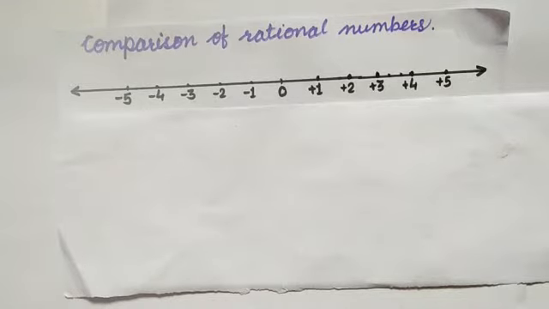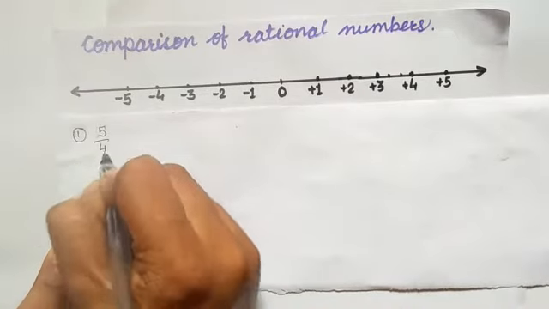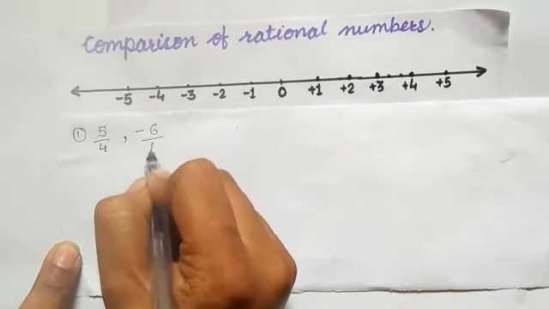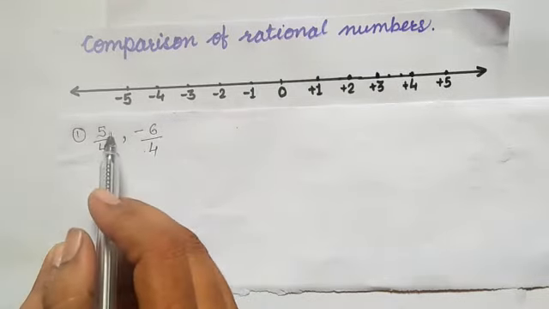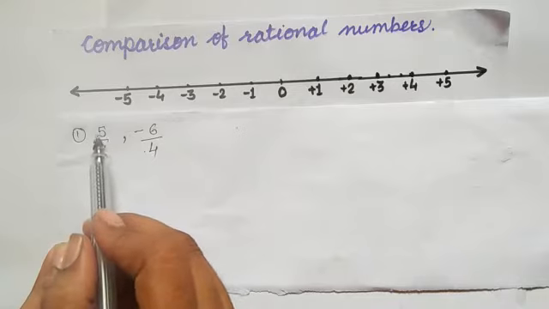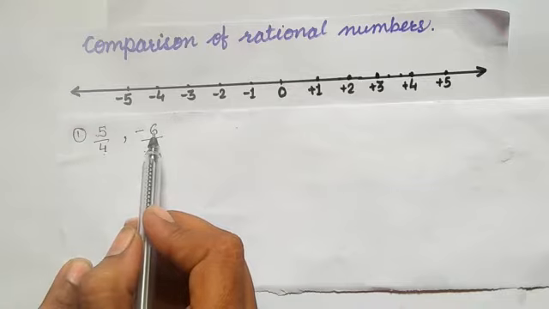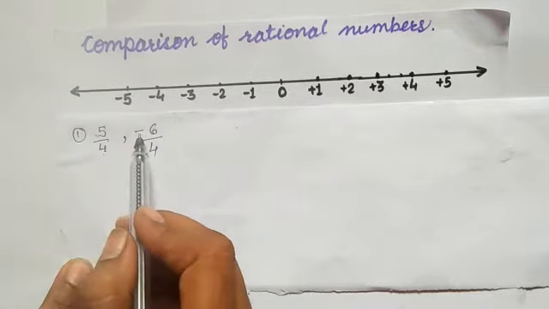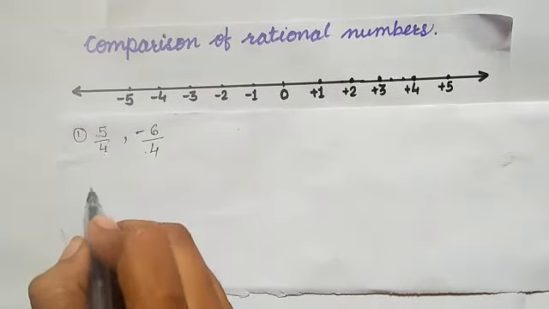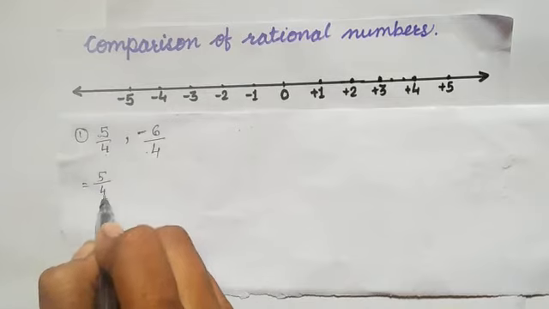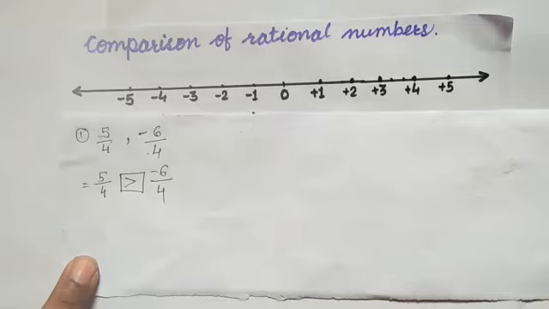Now let's compare the fractional numbers. Suppose the numbers are 5 upon 4 and negative 6 upon 4. If the denominators are the same, then we have to look towards the numerator. Here it is a positive 5 and this one is a negative 6. As we know that 6 is greater than 5 but it has a negative symbol, that's why it will be less than positive 5 upon 4. So positive 5 upon 4 is greater than negative 6 upon 4.